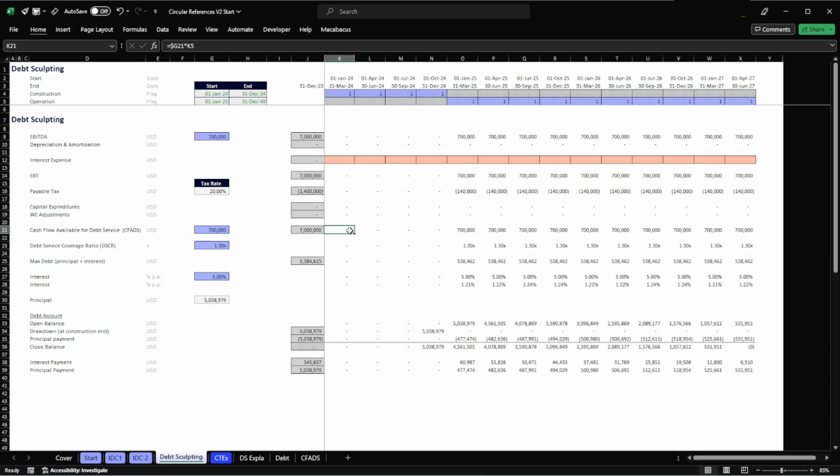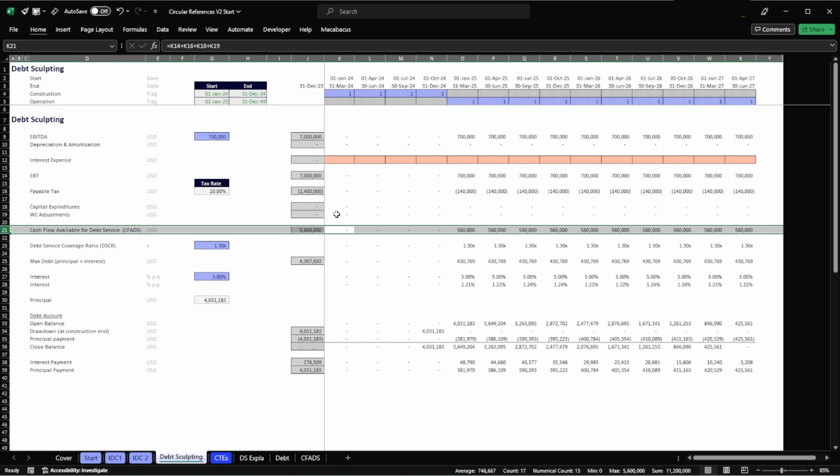We can then calculate it. So what's this going to be like? It's going to be equal to EBITDA, or actually, it's going to be equal to our EBT, earnings before tax, plus our payable tax, plus our capital adjustments, plus this number here. I can get rid of this. This is going to be our cash flow available for debt service.